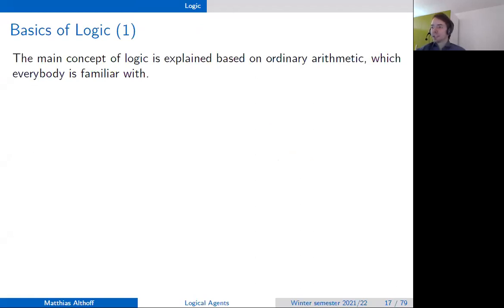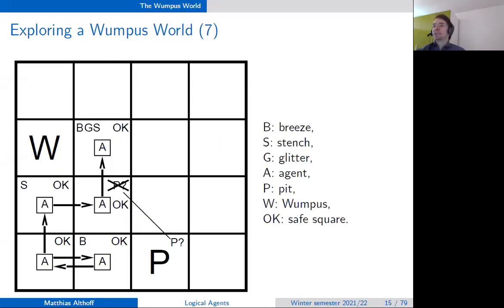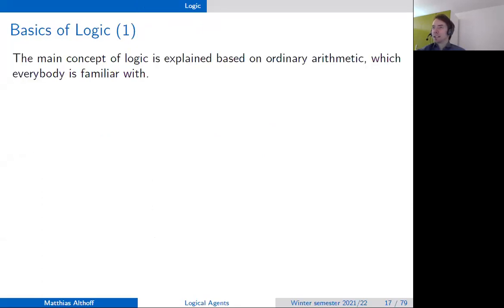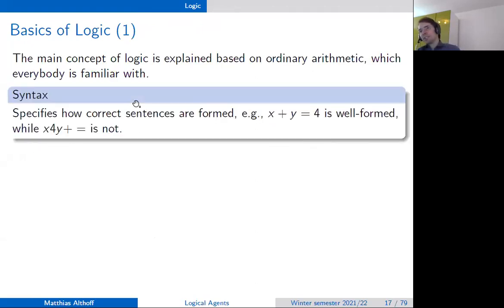Okay. So now what we would like to do is all this reasoning that we have done now by ourselves, we would like to fully automate. In order to do that, we need some basics. As I said, many of you might be familiar with these basics, but some of you aren't. So first of all, we need to tell you what a syntax is. It essentially just specifies how sentences are correctly formed. And we're explaining this using ordinary arithmetic, since that's something that everybody is familiar with.